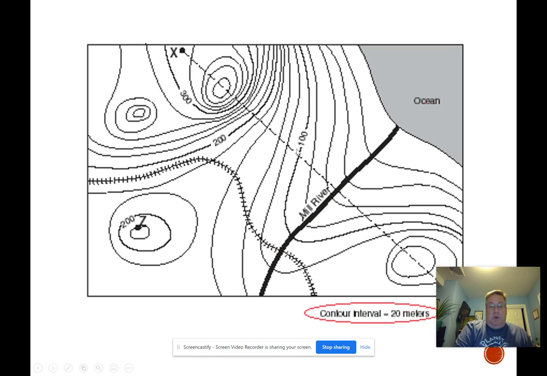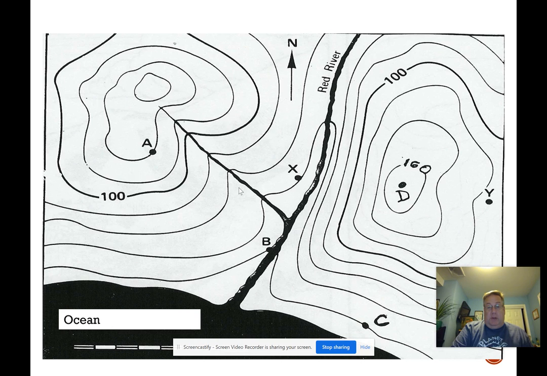Couple of other questions here. So again, I'm going to ask you. Oh, I'm sorry. I forgot one thing on the other map. If I asked you what is a possible elevation for location D, it's inside the contour line for 160, which means it has to be more than 160. But I don't see another line inside, so it didn't reach 180.